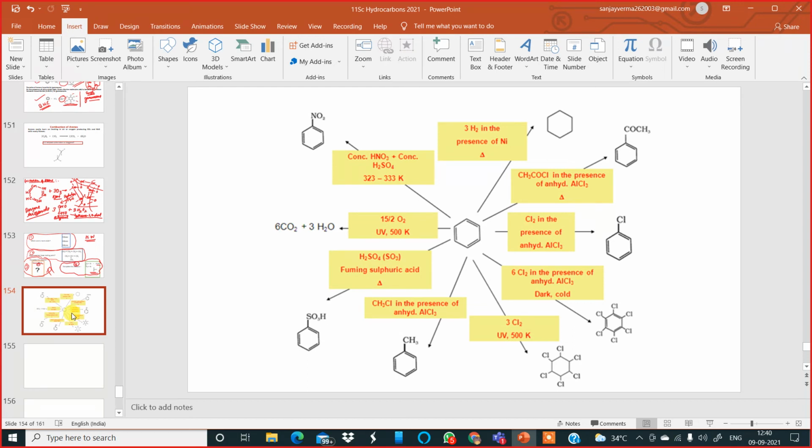this chapter, hydrocarbons. This is one slide which I got with a lot of difficulty. Here if you see very carefully, everything is summarized in one page only. Benzene in presence of nickel produces cyclohexane. With acetyl chloride in presence of anhydrous aluminum chloride, it gives acetophenone, C6H5COCH3. With chlorine in presence of aluminum chloride, chlorobenzene. With 6 molecules of chlorine anhydrous in the dark, it produces hexachlorobenzene, a substitution.